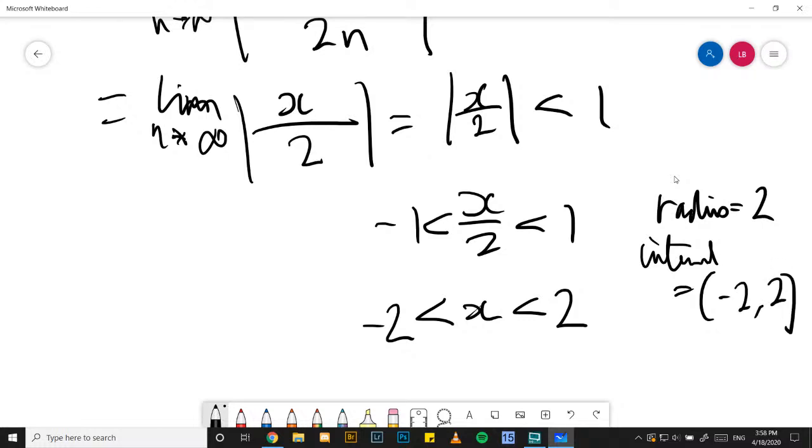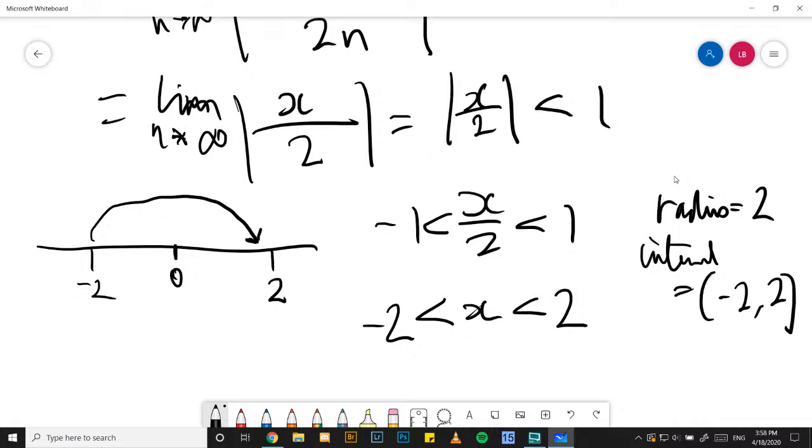So it's just between negative 2 and 2. What you're basically doing is looking at a number line, at the value of 0, the value of negative 2, and the value of 2, and checking in between these values. So what is this length here? Well, that's the radius, and then this is your interval.